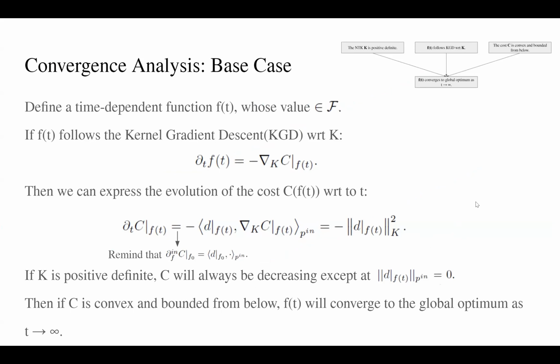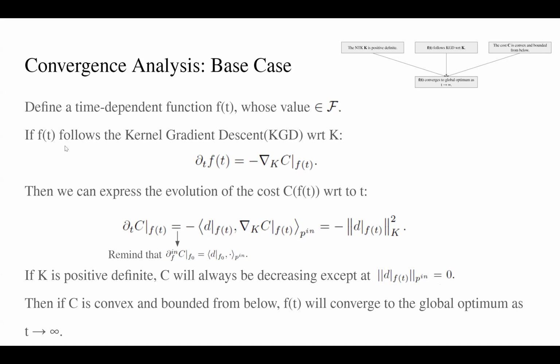Okay, so here's the base case. In the base case, what we want to prove is that if the neural tangent kernel K is positive definite, and the FT, which we will introduce in a second, follows the kernel gradient descent with respect to the kernel K, and also the cost function, the functional cost C, is convex and bounded from below, we can conclude that FT converges to the global minimum as T goes to infinity. So how to do this? First, we define a time-dependent function FT, whose value at each specific time point is just a function in the function space.